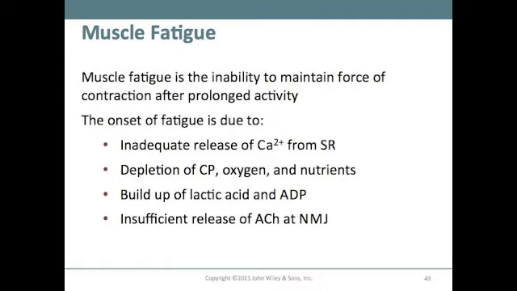You've got to stop. The onset of fatigue is due to inadequate release of calcium ions from the sarcoplasmic reticulum, the depletion of creatine phosphate, oxygen, and nutrients, the buildup of lactic acid and ADP, and the insufficient release of acetylcholine at the neuromuscular junction. Those are things that contribute to muscle fatigue.